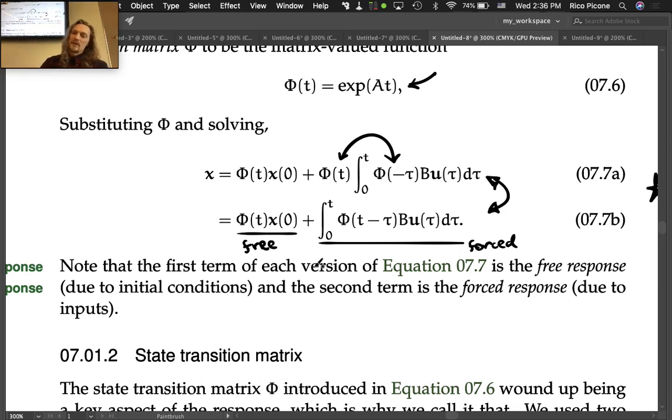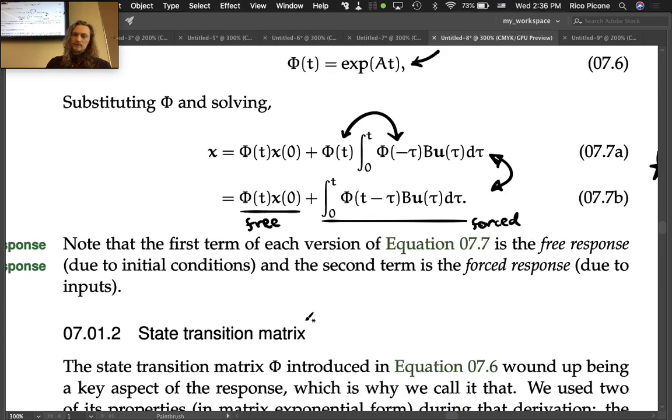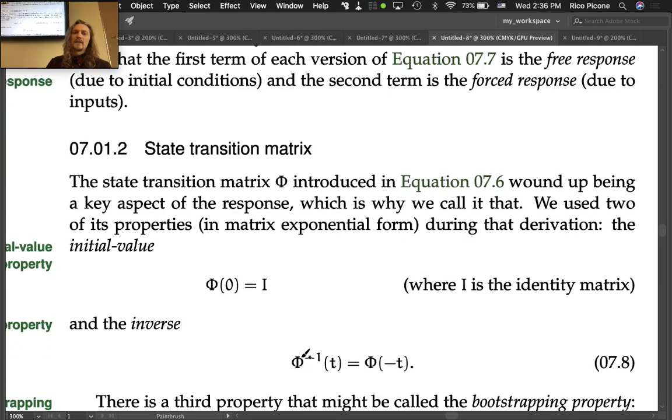And if we want just the free response, so we want the input to be 0, we can simply ignore the forced response part. If we want the forced response and we don't want to know what happens with initial conditions, we just ignore the free response part, and we're off to the races. So good. Let's look a little bit deeper at the state transition matrix. So it wound up being a key aspect of the response, which is why we call it that. We call it the state transition matrix because it helps transition the state through time.